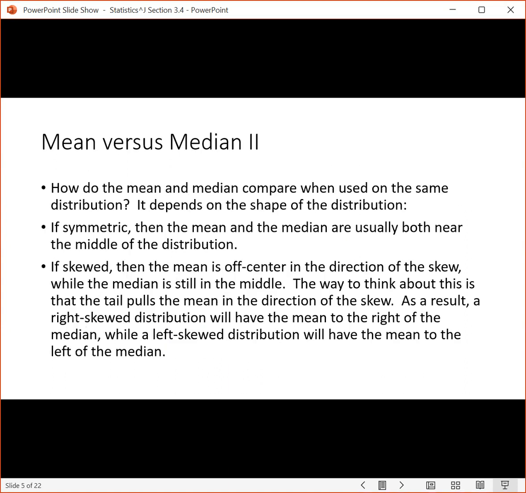How do the mean and median compare when used on the same distribution? It depends on the shape of the distribution. If the distribution is symmetric, then the mean and the median are usually both near the middle of the distribution. If the distribution is skewed, then the mean is going to be off-center in the direction of the skew, while the median will still be in the middle. The way to think about this is that the tail pulls the mean in the direction of the skew. As a result, a right-skewed distribution will have the mean to the right of the median, while a left-skewed distribution will have a mean to the left of the median.